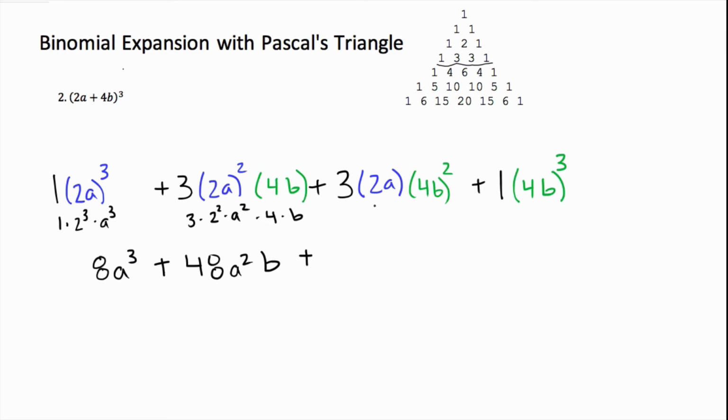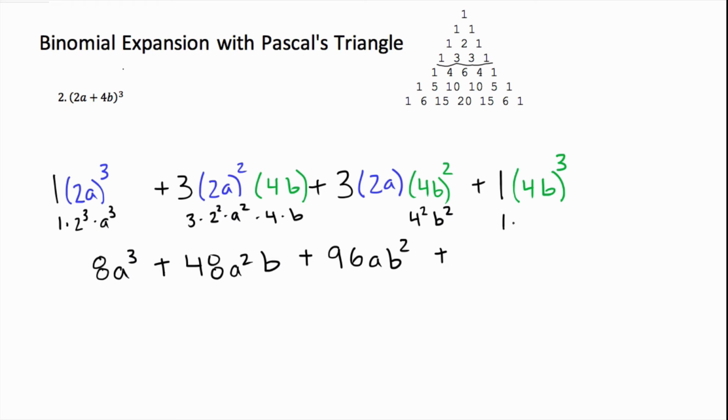Awesome, we're on to the third term. We have 3 times 2a times 4b squared. And again, since it's in parentheses, this is the same as 4 squared times b squared. So if we multiply that, 3 times 2 times 4 squared, we get 96. So we'll do 96a b squared. And onto the last term, we have 1 times 4b to the third.